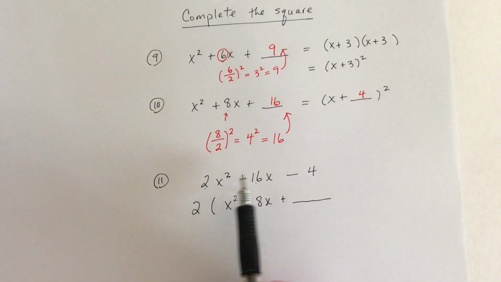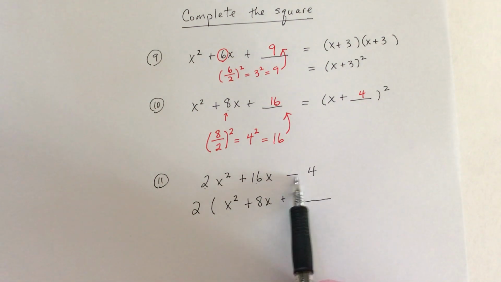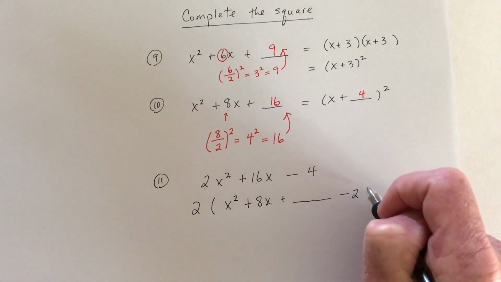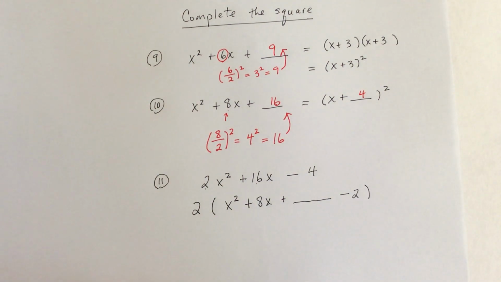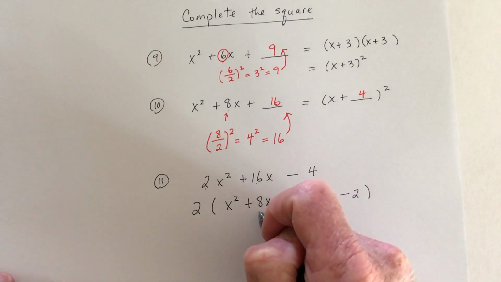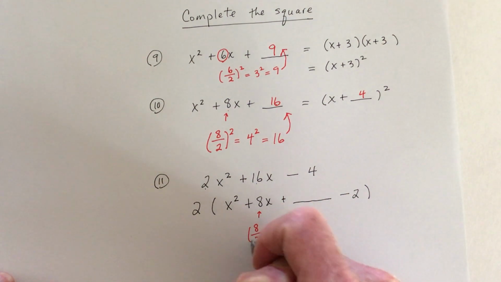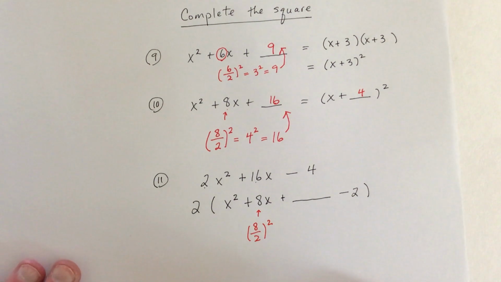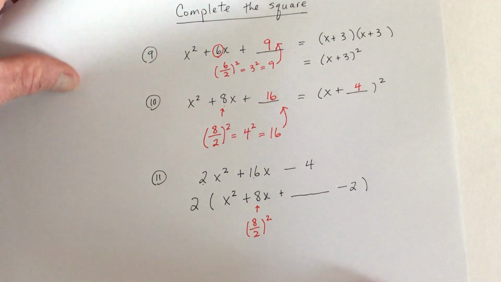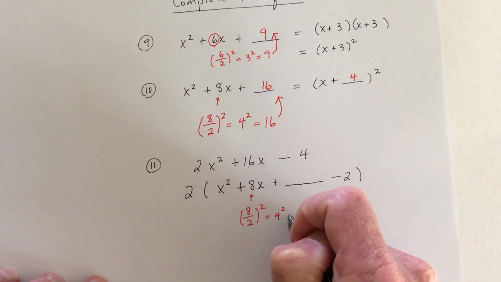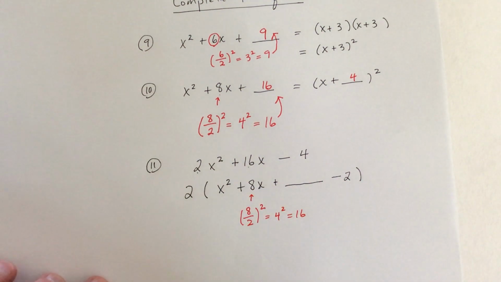So I factored the 2 out of this, and then I also need to factor the 2 out of this -4. So that's going to be divide by 2 is -2. Okay, now this one is set up like that one. So it's going to be take the number 8, divide by 2, and then square that. And of course, that's going to be 4 squared equals a 16.